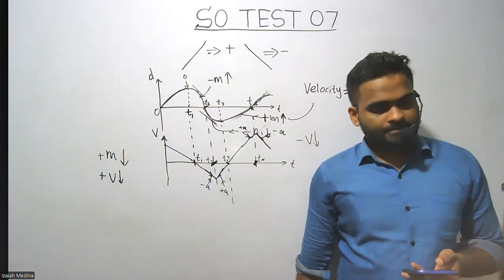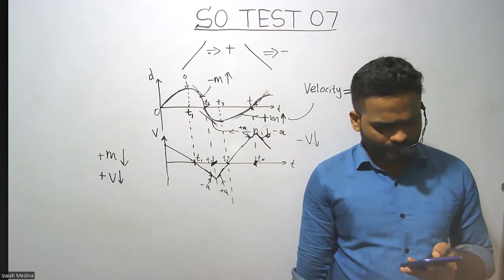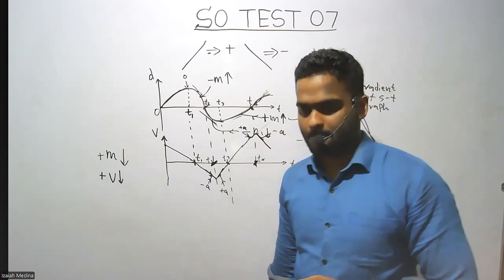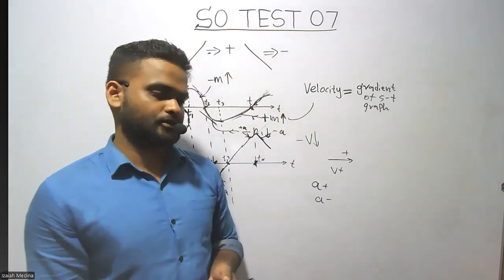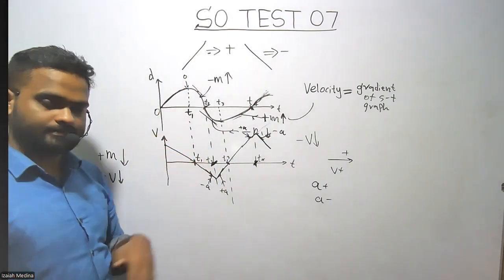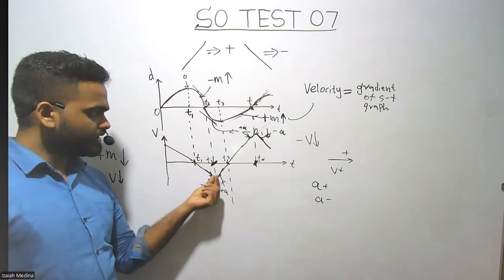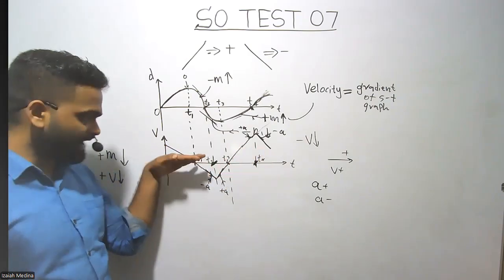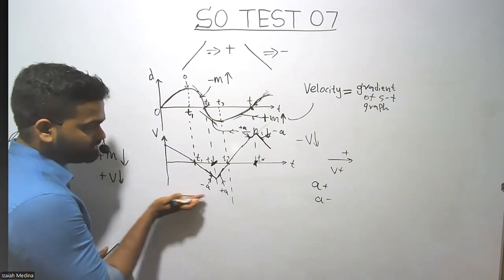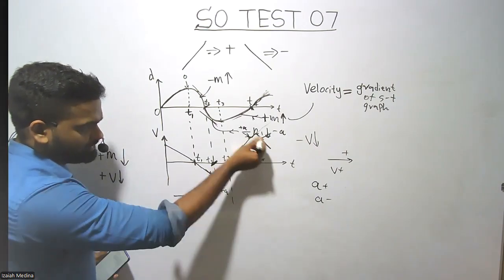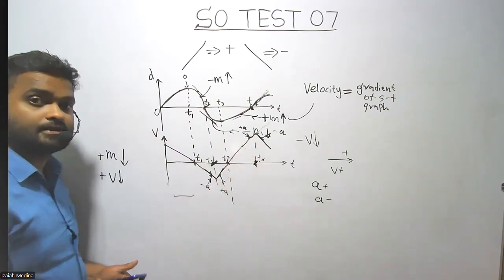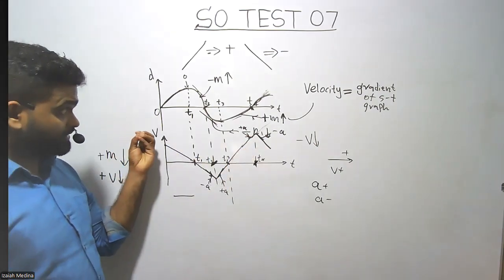Then C, T2 and T3 acceleration is 0. So for the acceleration to be 0 in a VT graph, it should be flat there, right? Nowhere in this VT graph do we have a flat line. A flat line means a horizontal line. Everywhere there is a gradient in the VT graph. See that?